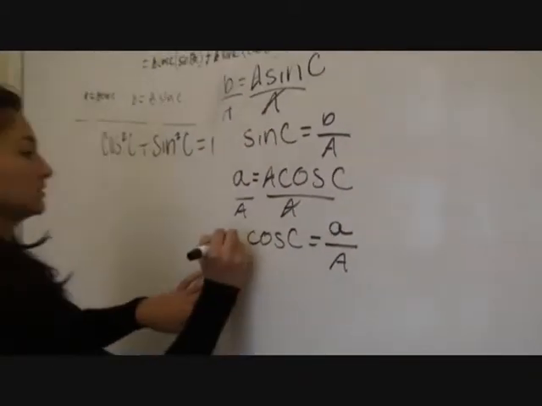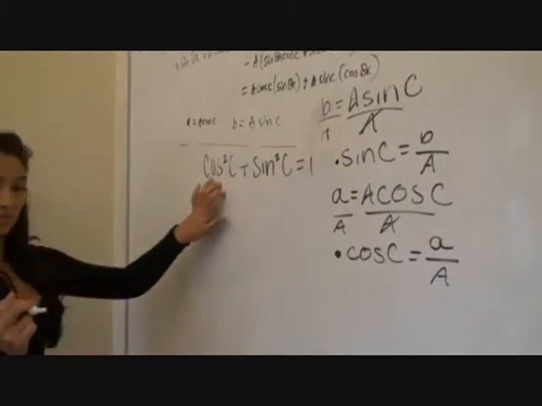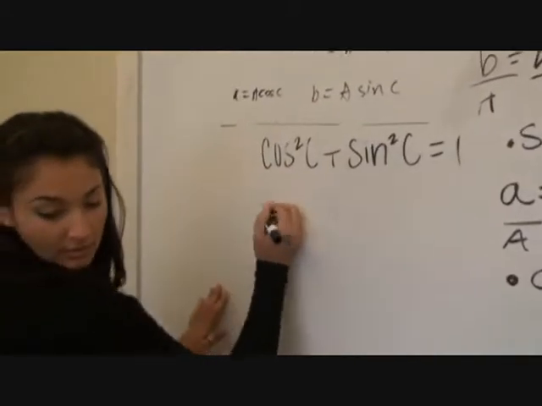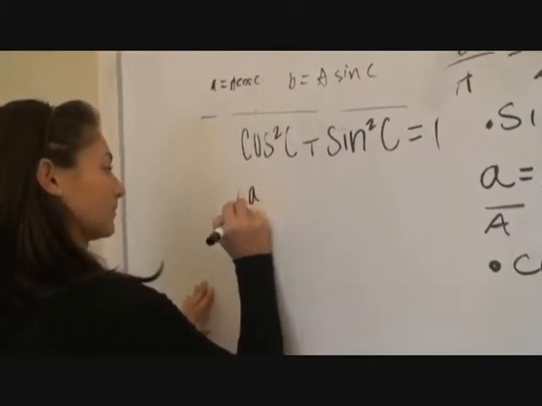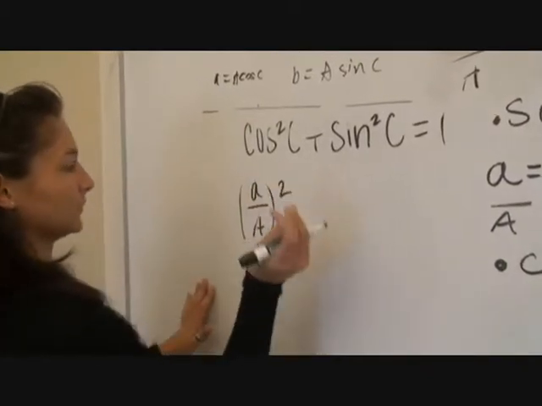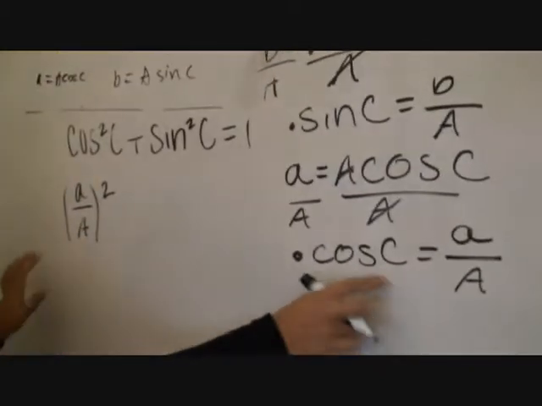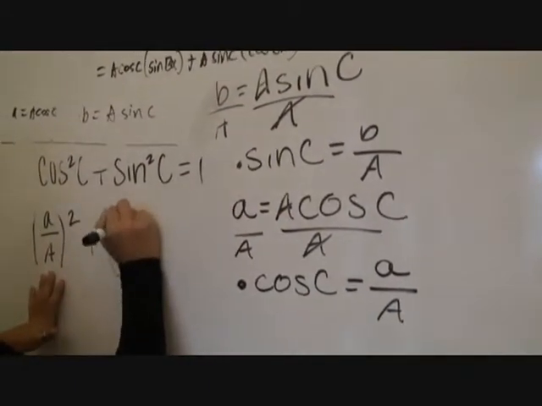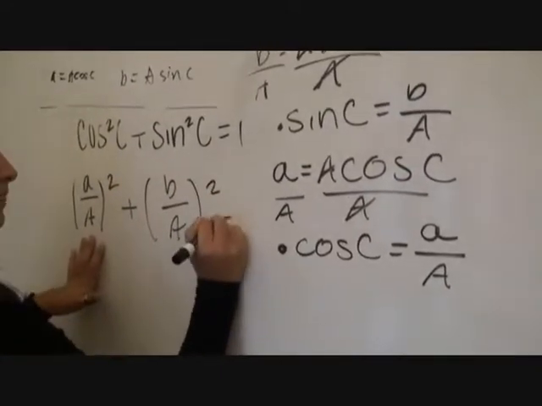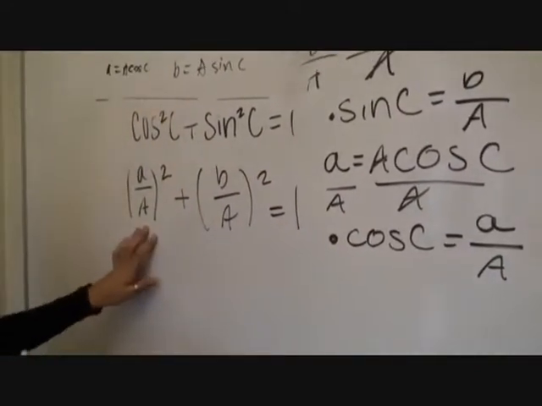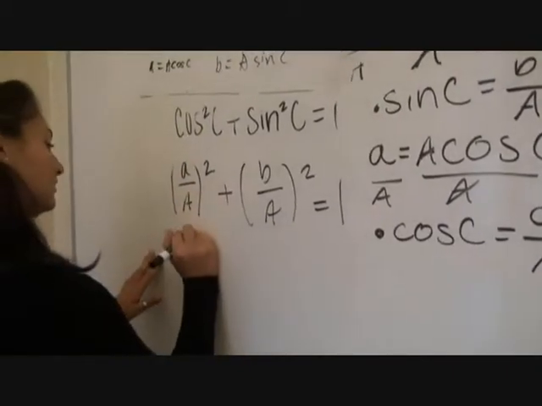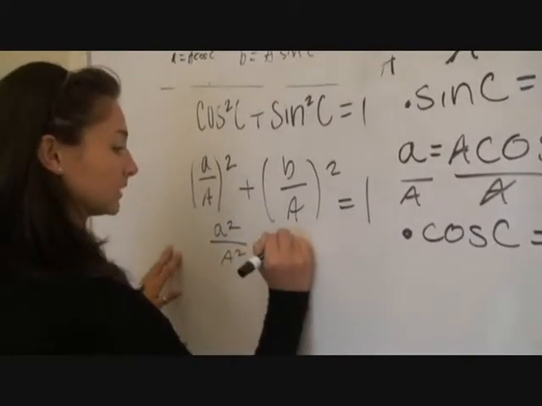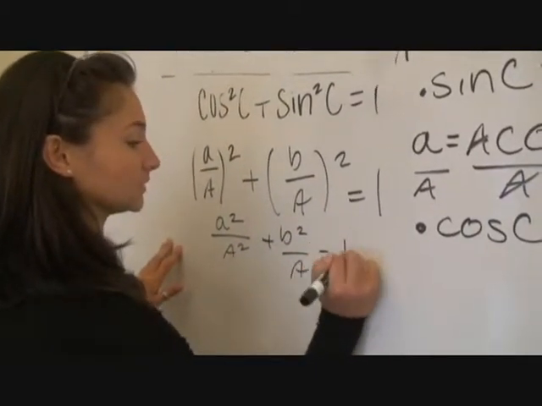Now, using these two ratios that we found, we're going to plug them into the Pythagorean identity to help us solve for A. So we're going to get: we determined that cosine is equal to little a over big A, that quantity squared, plus sine of C, which we determined was little b over big A, squared, is going to be equal to 1. And when we multiply this out, a squared over big A squared plus b squared over big A squared is going to be equal to 1 squared.